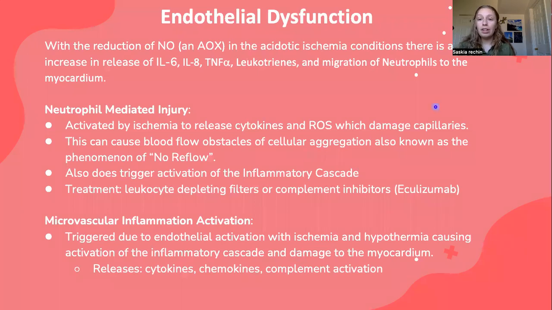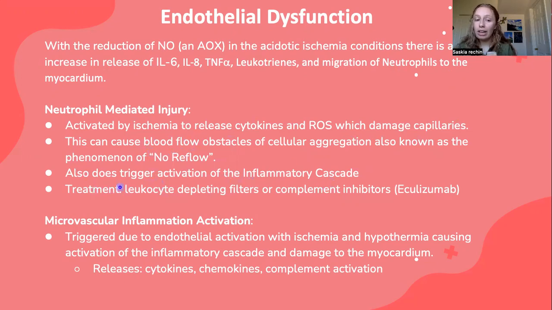Okay, next up, we're going to talk about endothelial dysfunction. One of the really big mediators of endothelial dysfunction is nitric oxide, and in ischemic acidic environments, nitric oxide isn't made as much. So there's a really high unmediated release of inflammatory factors, leukotrienes, migration of neutrophils, etc., all of which is going to cause really significant damage to capillaries, as well as inducing something called the no reflow phenomenon, which we'll go over in the next slide. But it can also trigger your inflammation cascade, etc.